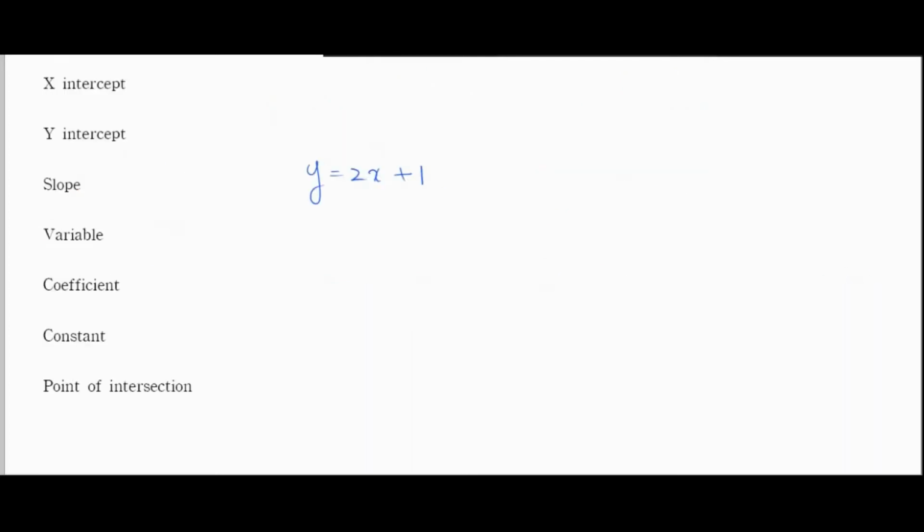Here's an equation: y equals 2x plus 1. It's a linear expression, and I'll modify this x to change the output, which is y. So when x is 1, y will be 3, when x is 2, y will be 5, and when x is 3, y will be 7.